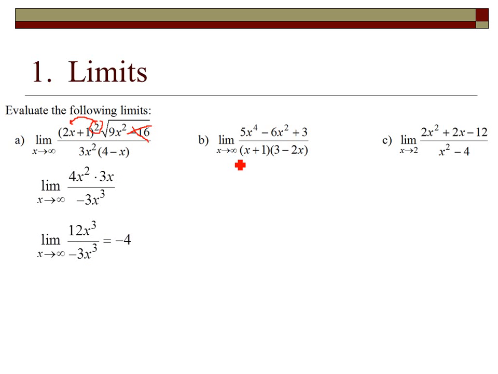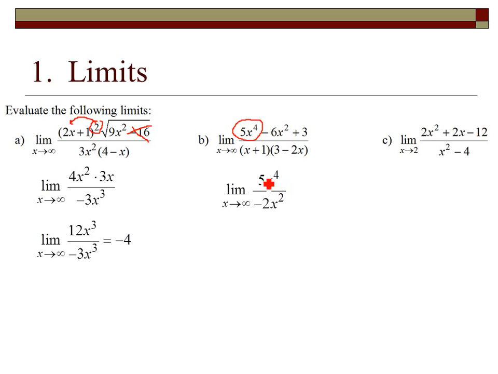So now we're going to do the same thing. Again, we have a limit to infinity. So the dominant term on top is pretty easy. That's 5x to the fourth. On the bottom, I'm going to end up with negative 2x times x, which is negative 2x squared. Okay, so now I've got the dominant terms. Now I've got to decide, is this going to go to infinity or negative infinity?